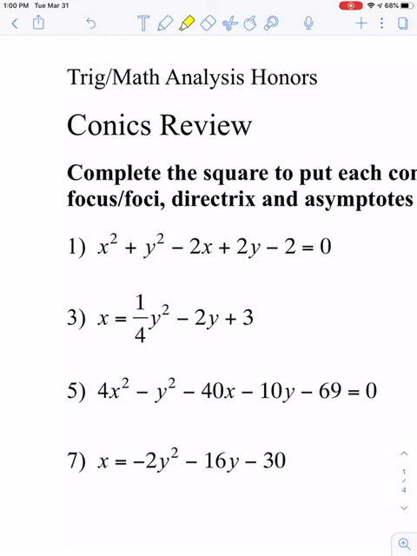Number 1, x squared plus y squared. So it's addition, which means it has to be either an ellipse or a circle. There are two squared variables, which tells you it's an ellipse or a circle. The fact that both coefficients are the same, 1x squared, 1y squared, tells you that this is indeed a circle. Oh, let me try that again.